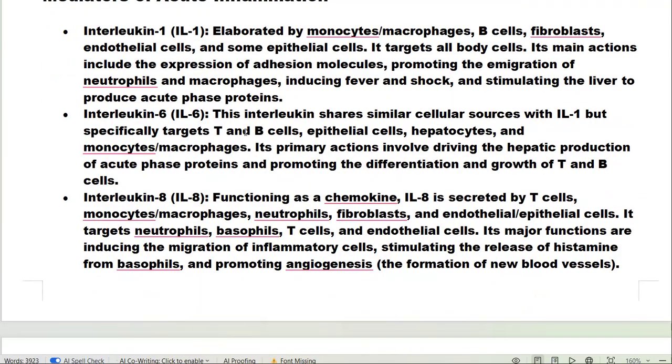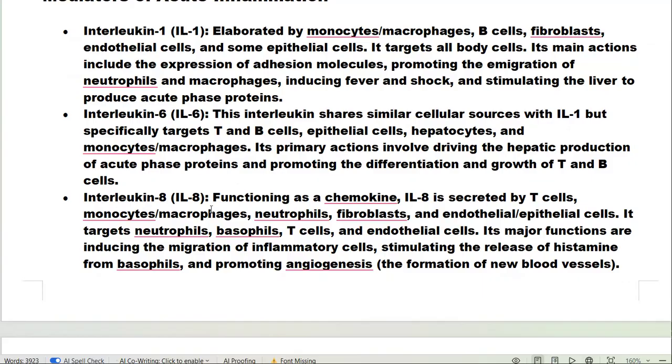Interleukin 6, IL-6. This interleukin shares similar cellular sources with IL-1 but specifically targets T and B cells, epithelial cells, hepatocytes, and monocytes or macrophages. Its primary actions involve driving the hepatic production of acute phase proteins and promoting the differentiation and growth of T and B cells.